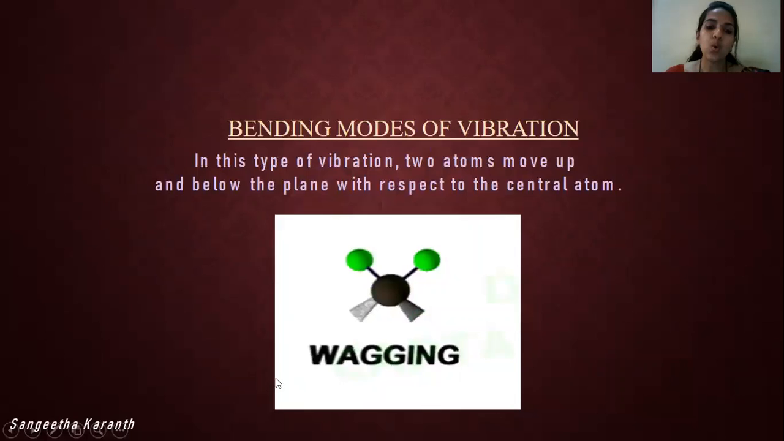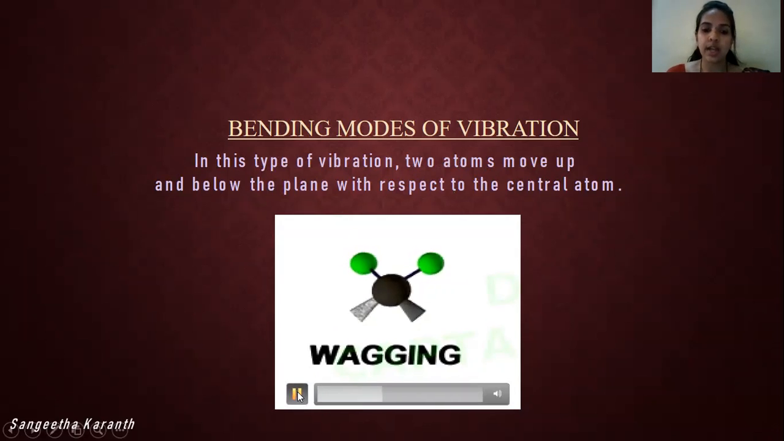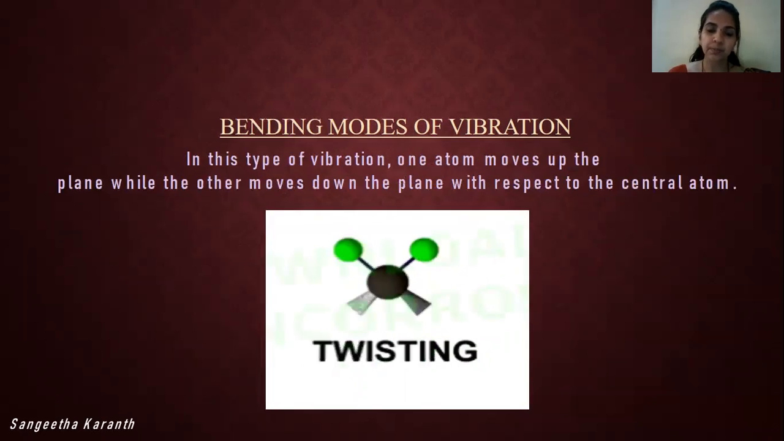Next, coming on to wagging vibration. Here, again, the bending is occurring in the same direction, that is, bending of the two atoms with respect to the central atom is occurring in the same direction, but they are not in the same plane with respect to the central atom. They are bending out of the plane of the central atom. So this type of vibration is referred to as wagging vibration.